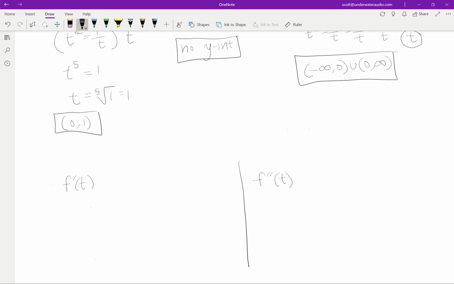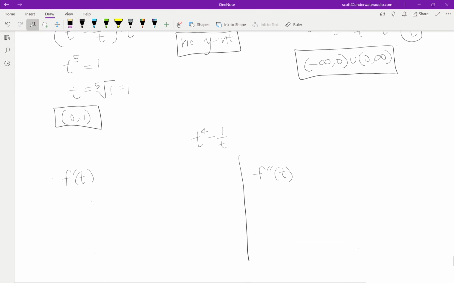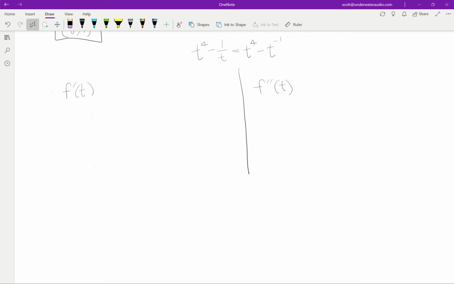So my original function was t to the 4th minus 1 over t. Make sure that's right. Yeah, t to the 4th minus 1 over t, which I could also write as t to the 4th minus t to the negative 1 power. So I've rewritten it like that so that it's easier to take a derivative. So the first derivative would be 4t cubed minus, and then minus a negative 1, t to the negative 2. And so I'm getting that derivative by using the power rule.